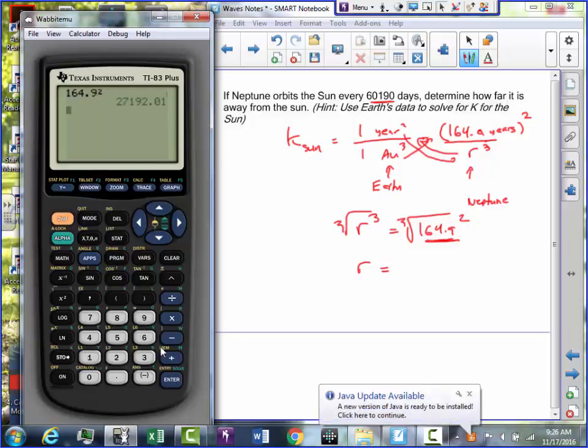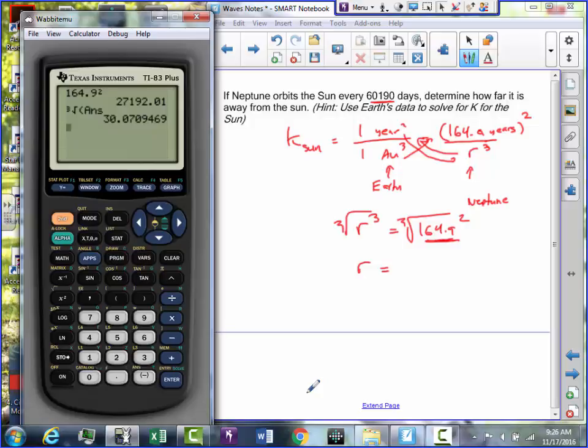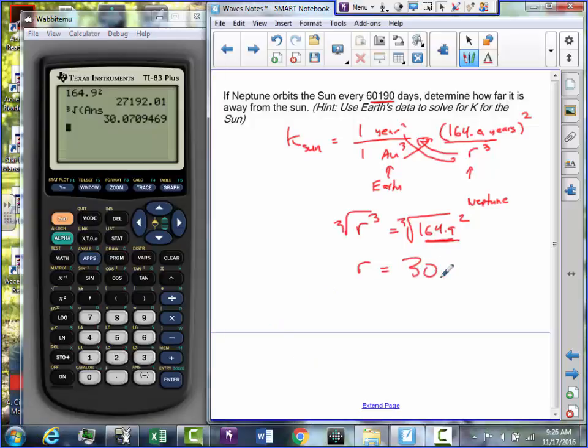164.9 squared. You guys get 30 as well? Okay, 30 astronomical units. So basically the Earth to the Sun has a distance of 1 astronomical unit. Neptune is 30 times further away from the Sun than we are. That's all. So its radius is 30 astronomical units. Or another way of being said is it's 30 times further away from the Sun than Earth is.